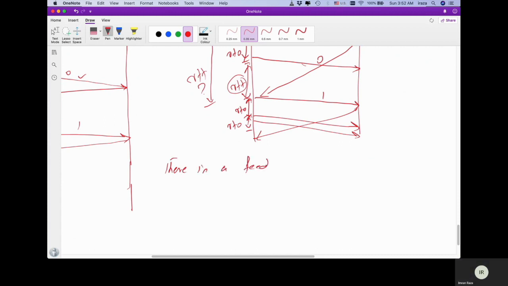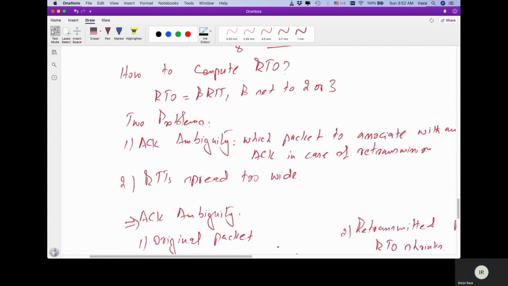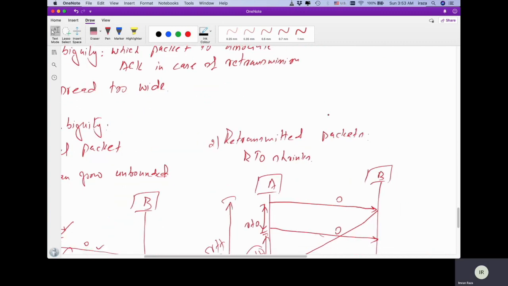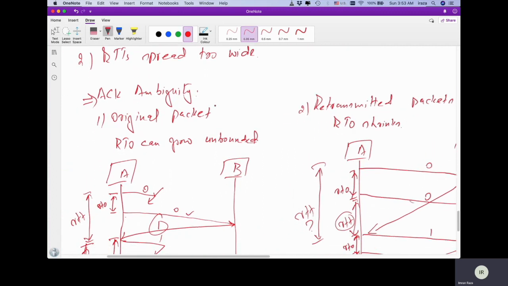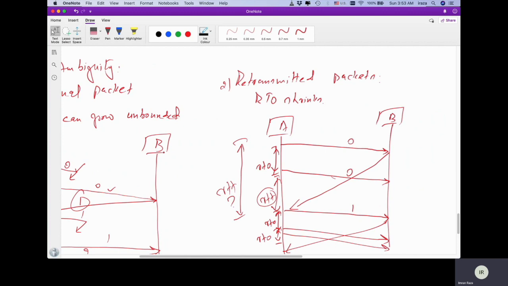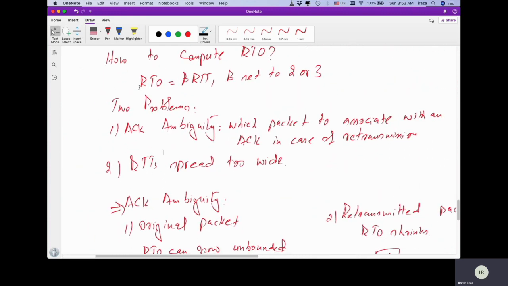So this means there is a feedback loop between RTO computation and round trip time estimate. Okay, so this is problem number one: acknowledgement ambiguity, meaning which packet to associate with an acknowledgement in the case of a retransmission. If the acknowledgement is associated with the actual original packet, the retransmission timeout can grow unbounded, and if the acknowledgement is associated with retransmitted segments, this will result in shrinking of the retransmission timeout. So this was the first problem.